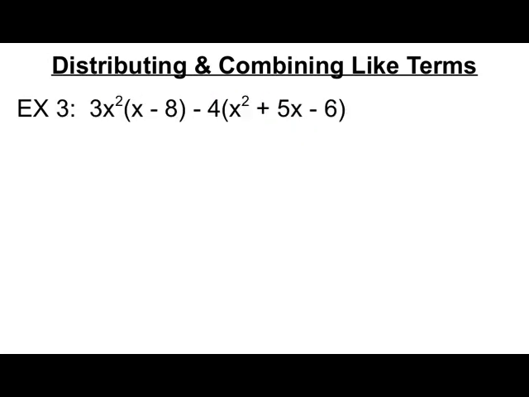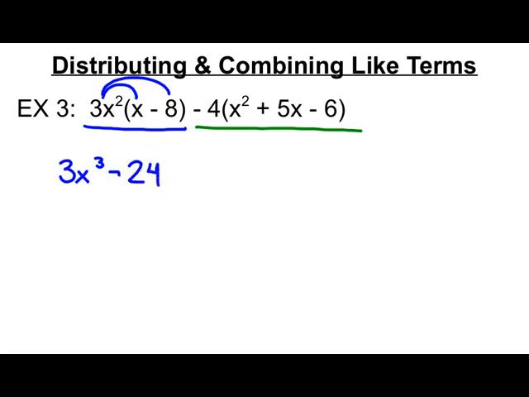Now we're going to go a little bit trickier. Just like before, if you look at this problem, we have something multiplied by a quantity. Then we have another something multiplied by a quantity. So I'm going to do the left part of the problem first. 3x squared times another x is 3x cubed. 3x squared times an 8 is 24, but do you see that's a minus? So it's going to be a negative 24x squared.